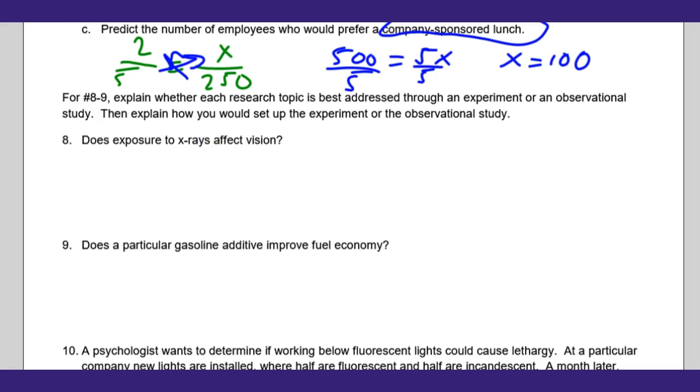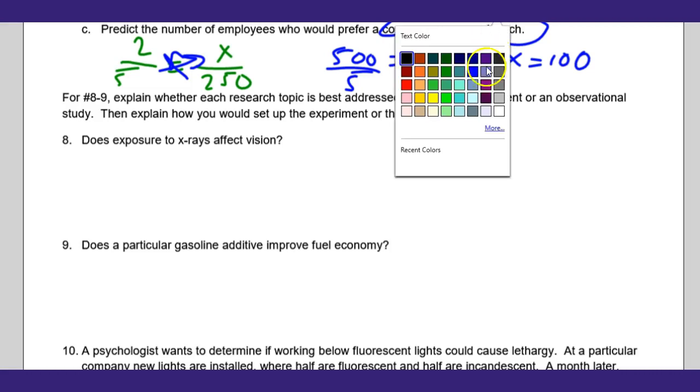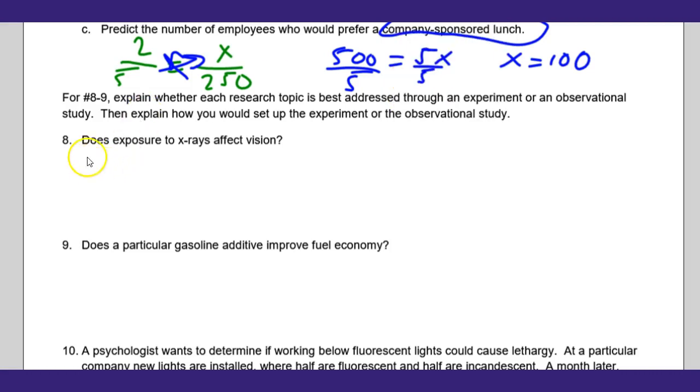I think that would definitely be an observational study, because remember, the key thing about experiments is, is it ethical or unethical? We don't want to enlist people to test and see if their vision is going to be affected by this, because if it is, then I'm held liable for that, and I don't want to be held liable. So this is definitely an observational study.